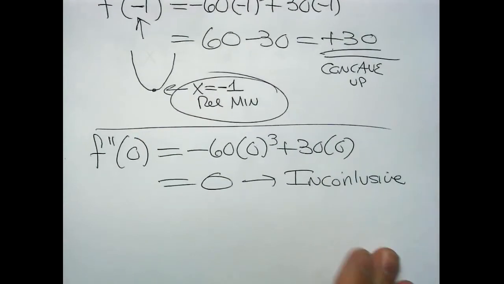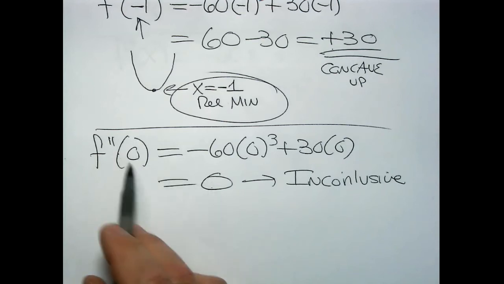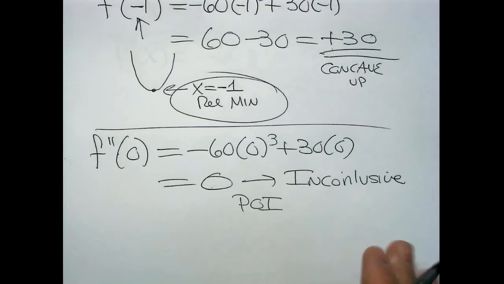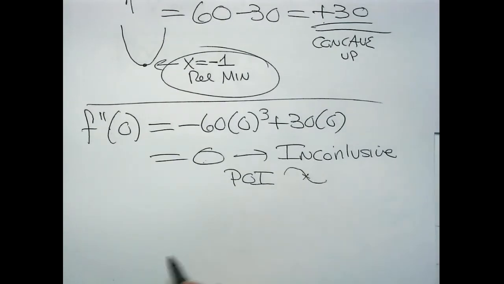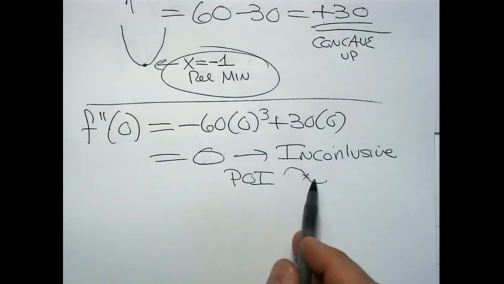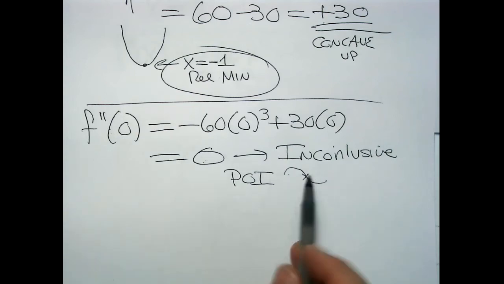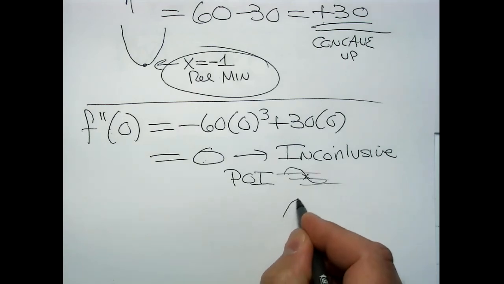But we kind of know what happens at f double prime equals 0, don't we? That's probably going to be a point of inflection. And what kind of point of inflection will that be? Certainly not one of these, that switches concave down to up. But 0 is a critical number, and that is not a critical number, so it can't be that. It must be one of these.